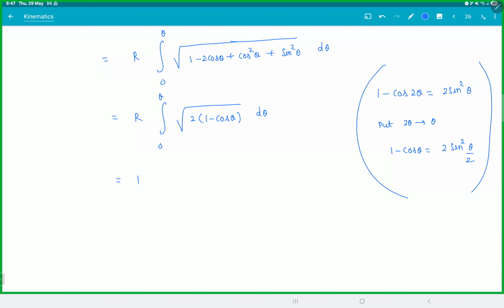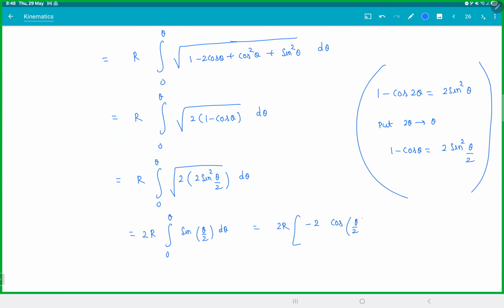Now if you substitute here, the root will go off, and you'll get 2 into 2 sine square theta by 2, root d theta. This simply becomes r into 2 comes out, integral sine theta by 2 d theta. And this you know how to integrate. This will be 2r. The integral will be minus 1 by minus 2 cos theta by 2. Limits will go from 0 to theta.